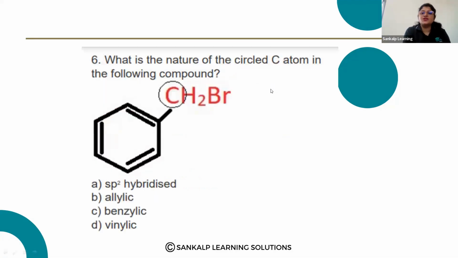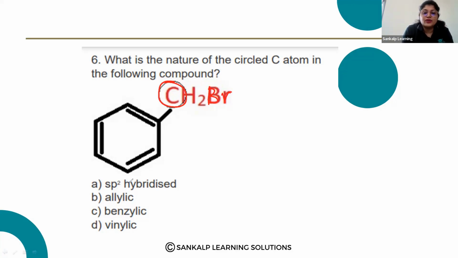What is the nature of the circled carbon atom in the following compound? So this is a compound which is given. Here you can see this is a carbon which is marked. You have to tell what is the hybridization or what is the nature of this carbon. This is a halogen group, and this is an aromatic ring. Now what is the nature of the circled carbon atom? Is it sp2 hybridized? Is it allylic? Is it benzylic? Or is it vinylic?